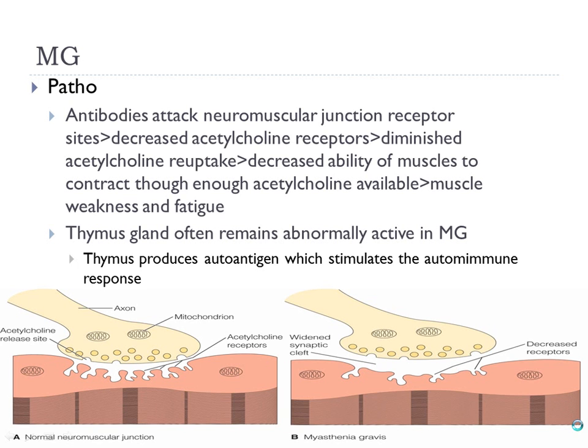Therefore, if we can't get good acetylcholine action at the muscle receptor site, we're not going to have good muscle action. So the person will have fatigue and weakness. There is a theory that the thymus gland, which is generally inactive early in life, still is working and has something to do with the production of autoantigens, which causes the autoimmune problem in MG. So often in MG, people still have an active thymus gland.